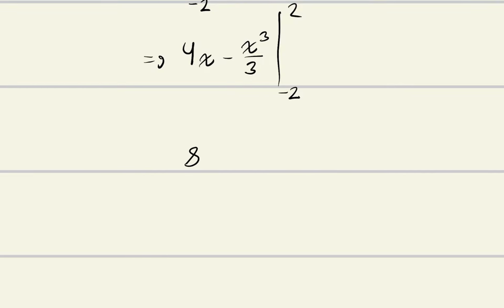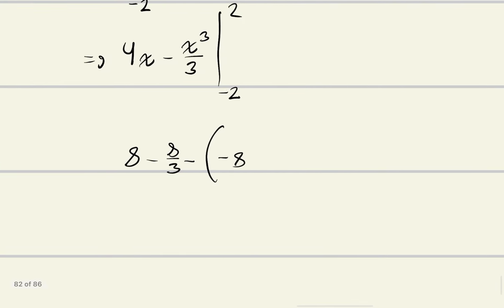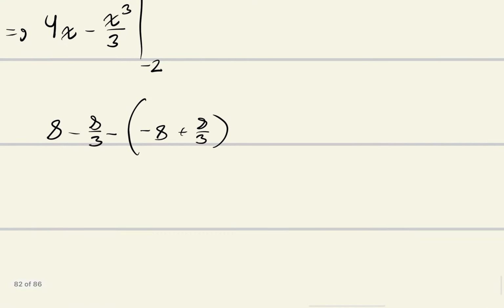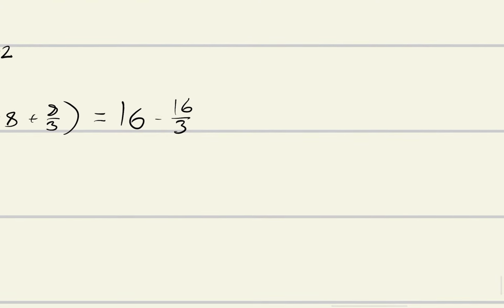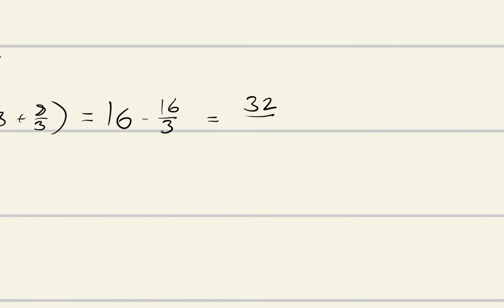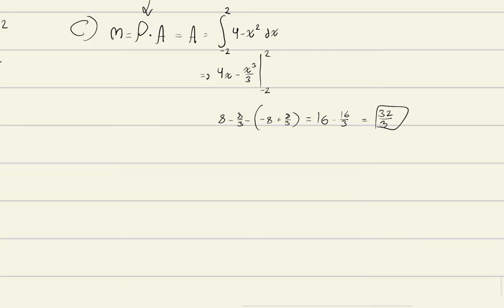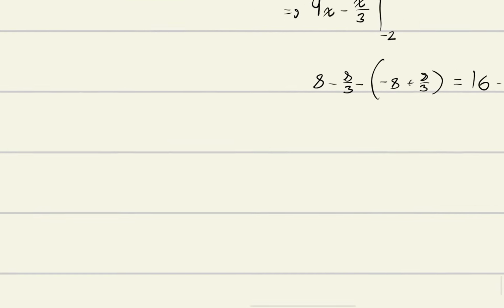And we would have 4 times 2 is 8, minus 8 over 3, minus negative 8 plus 8 over 3. Since a negative and a negative make a positive, we can say this is equal to 16 minus 16 over 3. And that is equal to 32 over 3. So we found our mass. Now we need to find my.